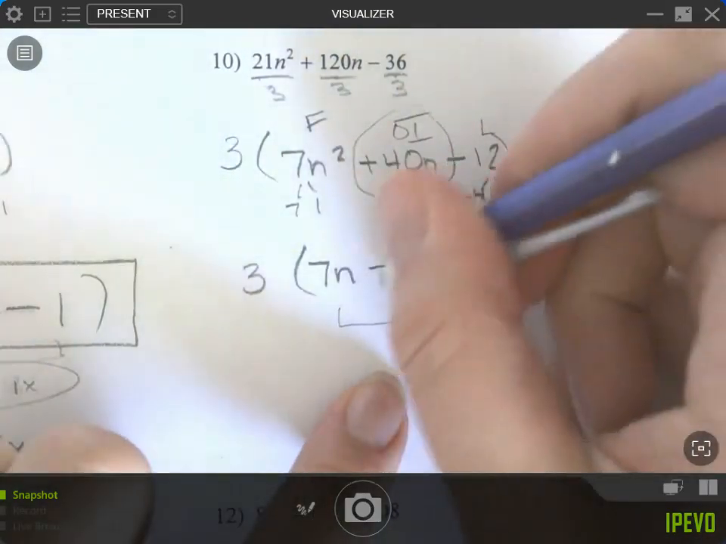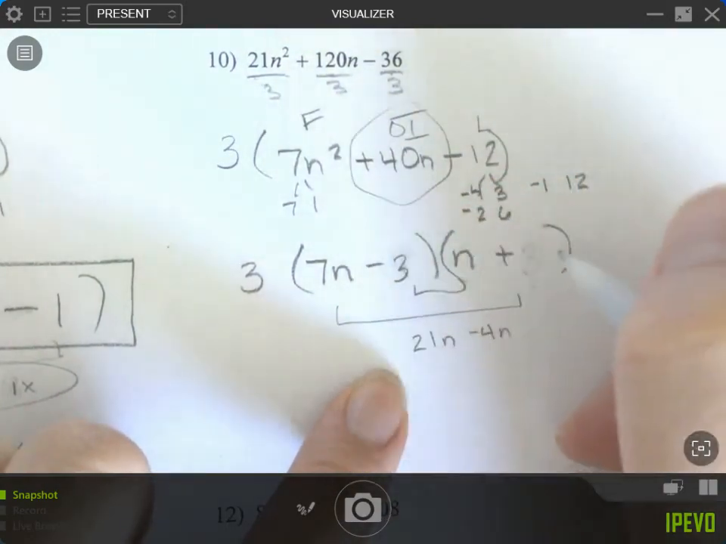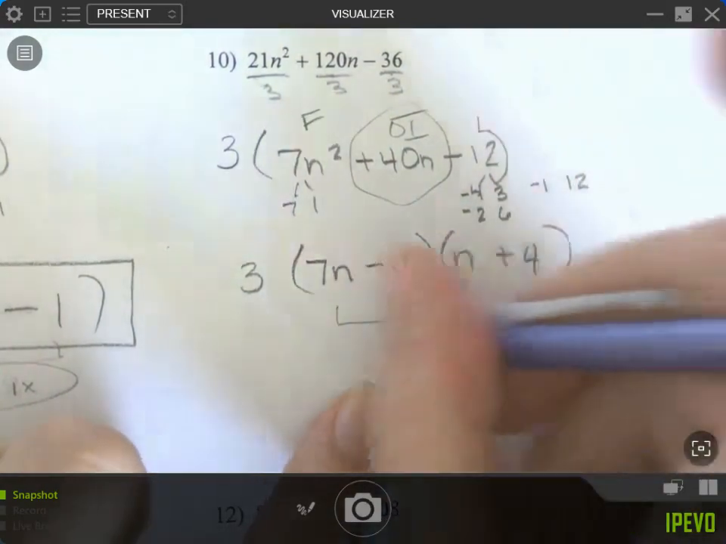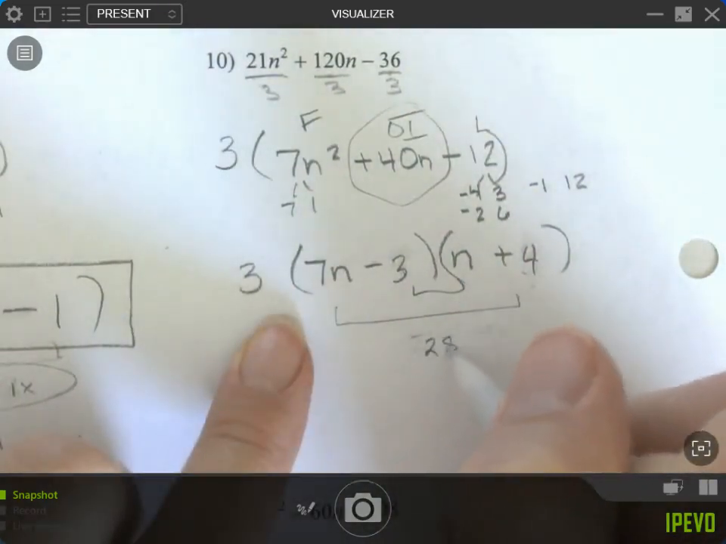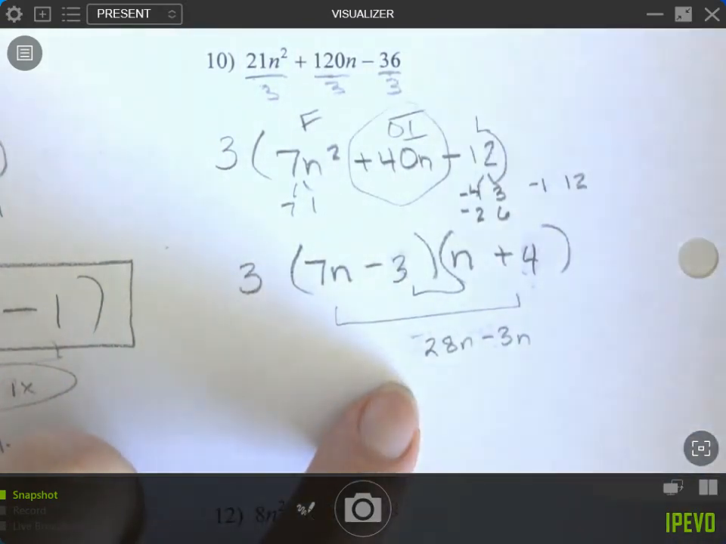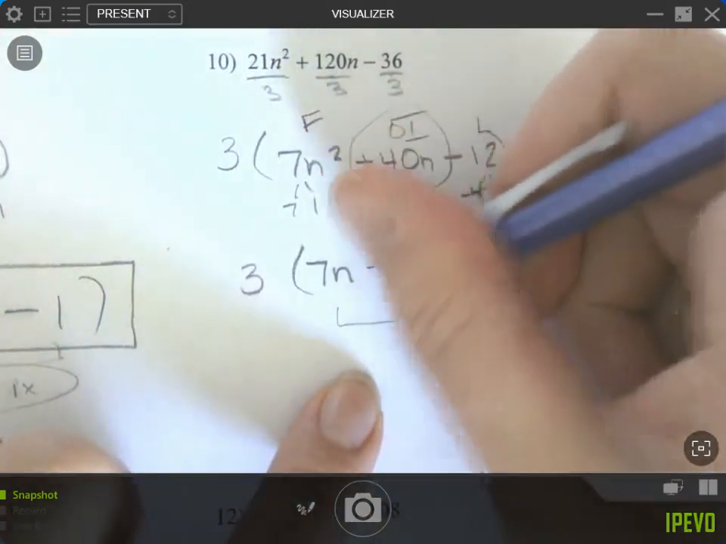So next, I'm going to flip them. You don't throw them out yet. You flip them. So 3 here, 4 here, and then let's see what we get. This would be a 28n, and this would be a negative 3n. It still doesn't add up to 40. So throw those out, put in the next set. Now, this is my decision, and you could decide what you want.